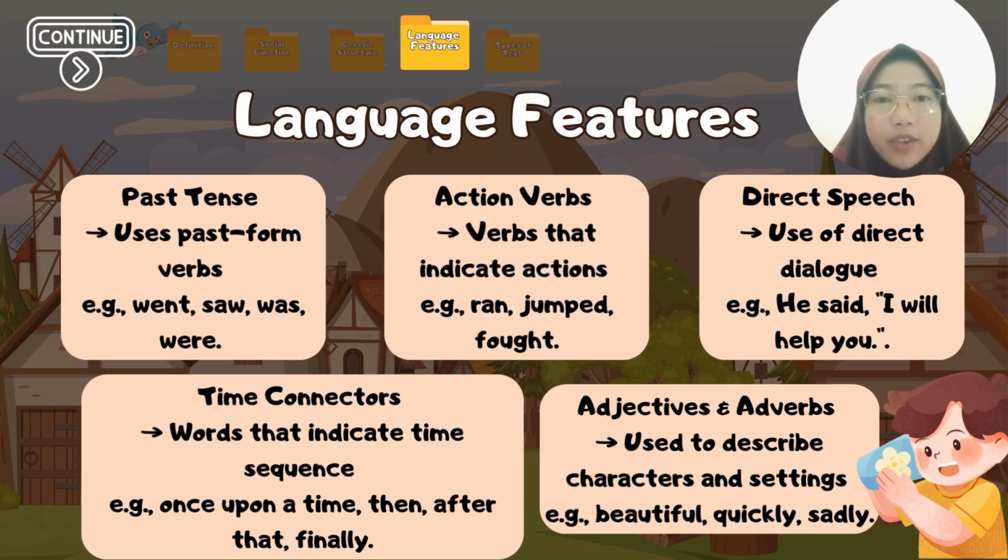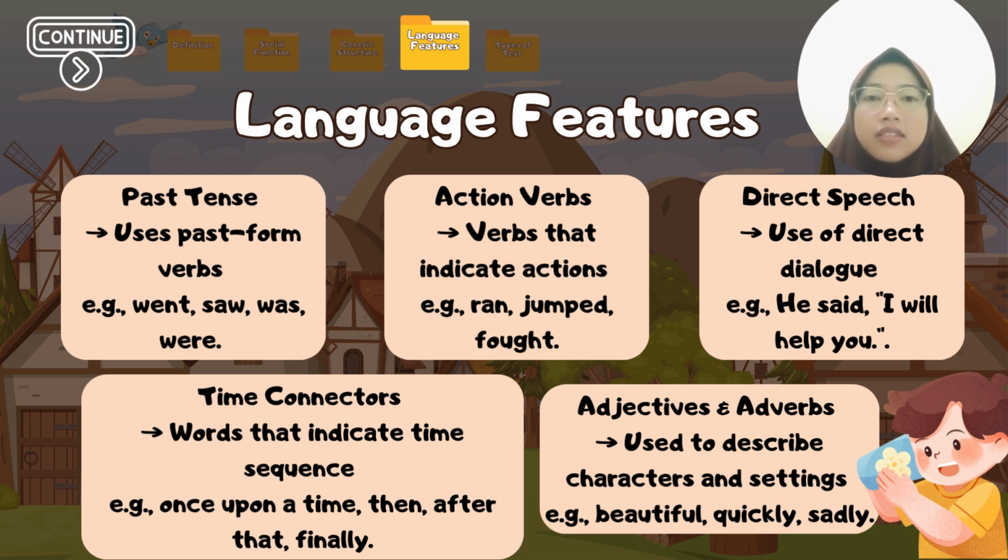There are 5 language features in narrative text. The first is the use of past tense or verb 2. It means that the narrative text happened in the past. For example, fought, ran, jumped, and any other verb 2. And then the second language feature of narrative text is the use of action verbs. It means that the characters are directly involved in the story and it is not from a third viewpoint.